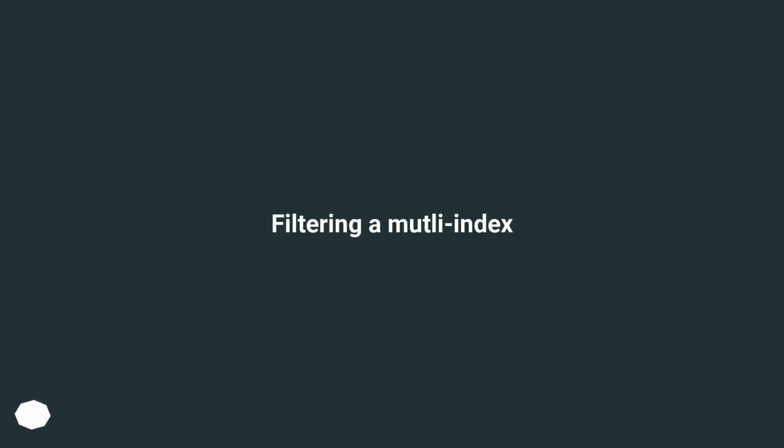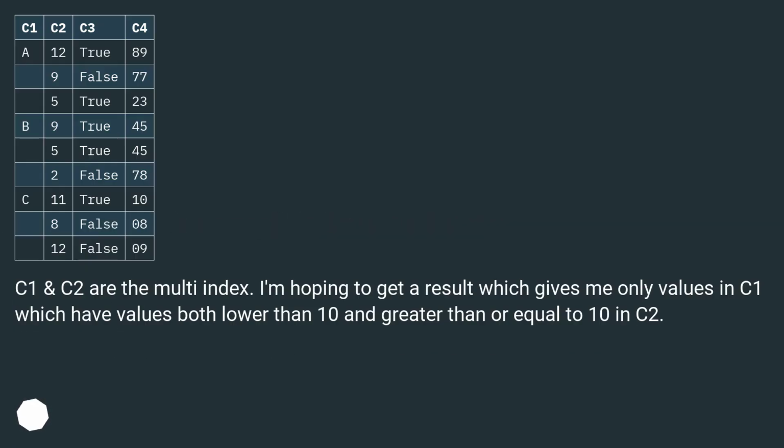Filtering a multi-index. C1 and C2 are the multi-index. I'm hoping to get a result which gives me only values in C1 which have values both lower than 10 and greater than or equal to 10 in C2.